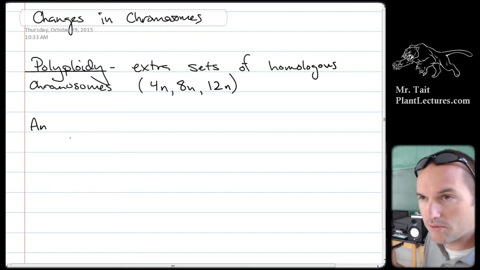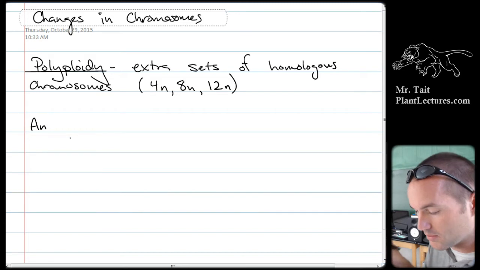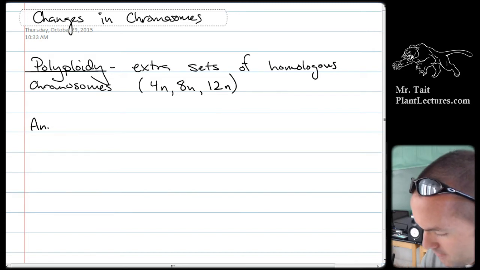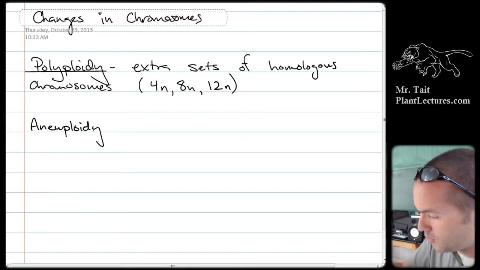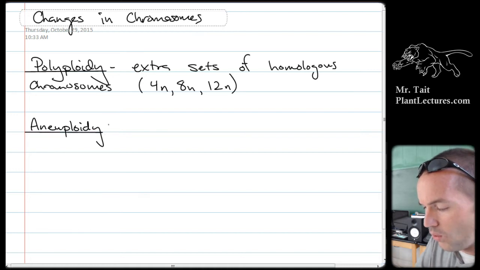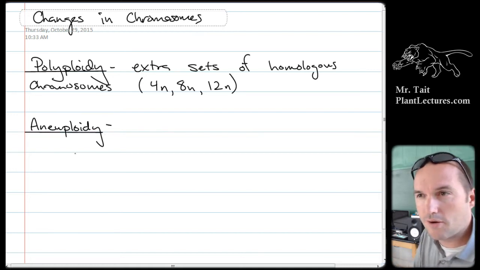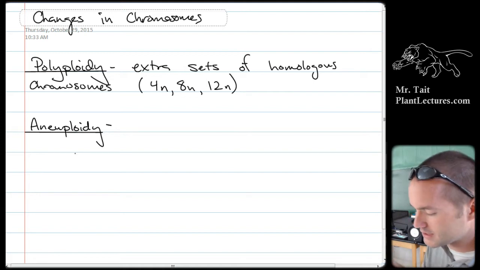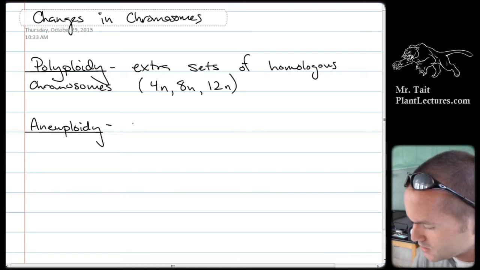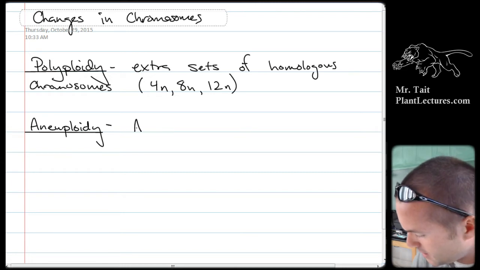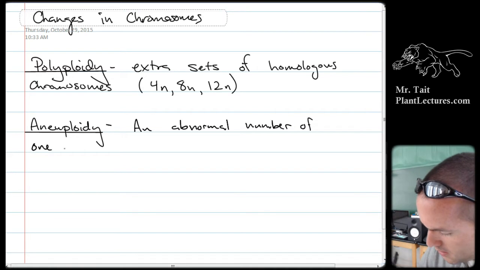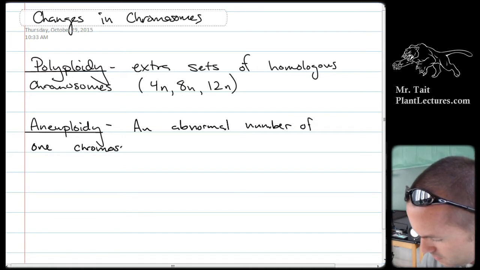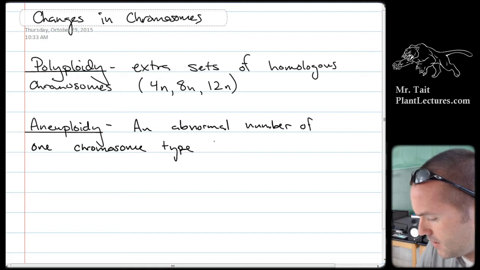If you don't have a full non-disjunction, if you only have non-disjunction in a single chromosome, you end up with something that's called aneuploidy. Okay, and aneuploidy is what we talked about yesterday, a trisomy, or the other cell could also be inherited, and that would give you what's called a monosomy, because you'd be missing one of the chromosomes there. Okay, so that is an abnormal number of one chromosome type.